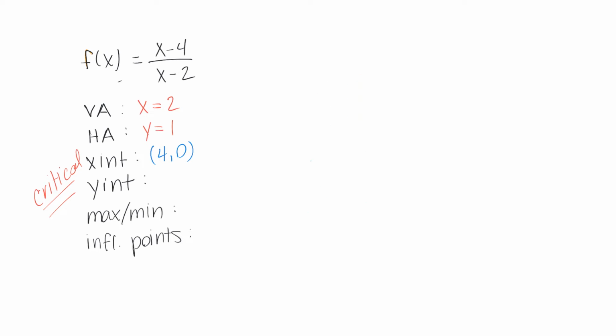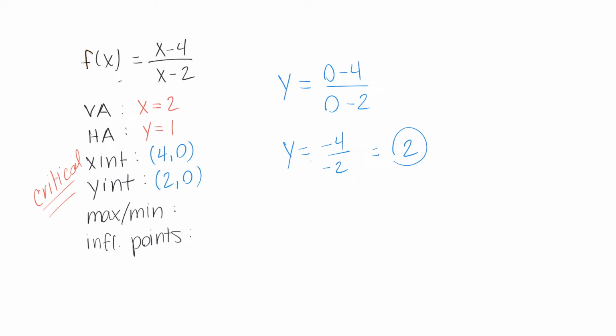Y-intercept. Also from your original function, when x equals 0, y equals (0 minus 4) over (0 minus 2), which is negative 4 over negative 2, which is in fact positive 2. So my y-intercept is at (0, 2). Okay? Keep moving. Hit pause while I find the eraser.